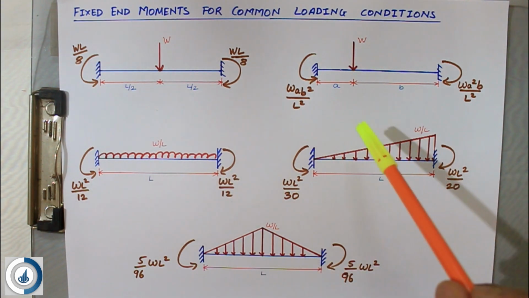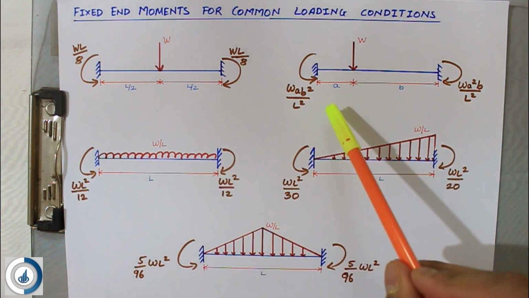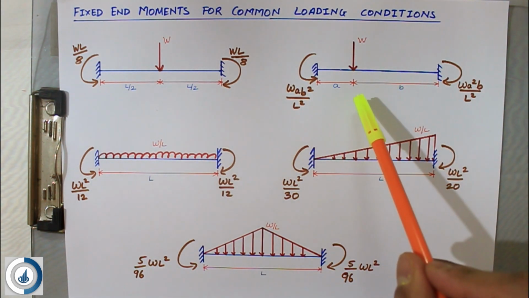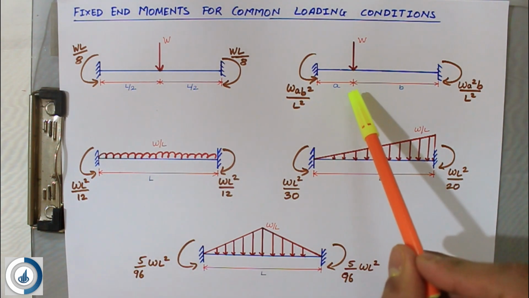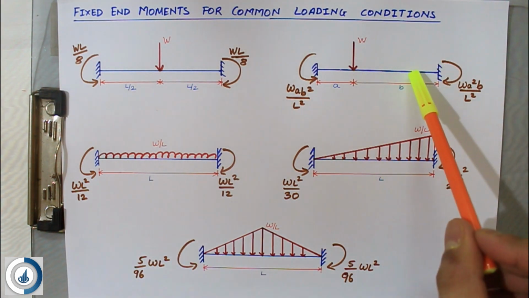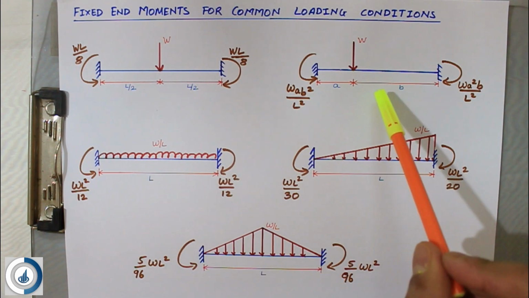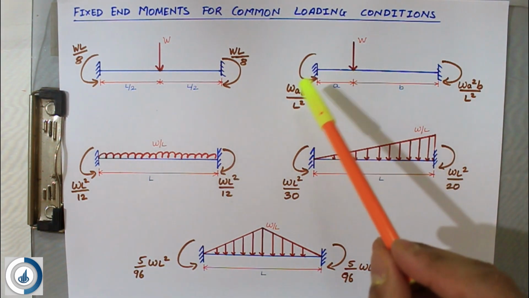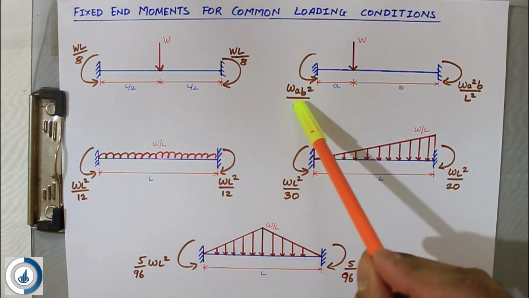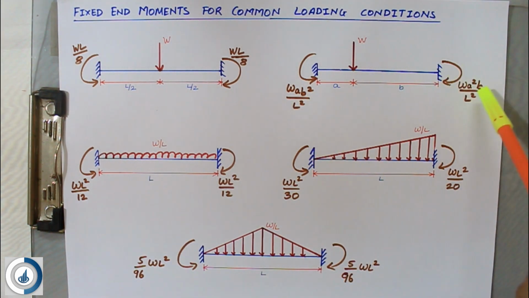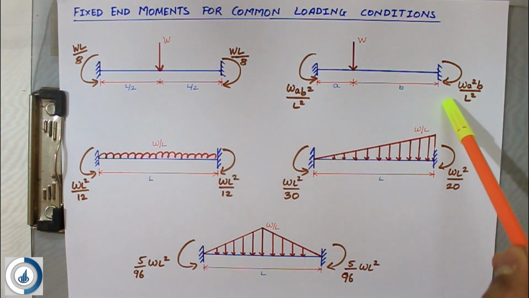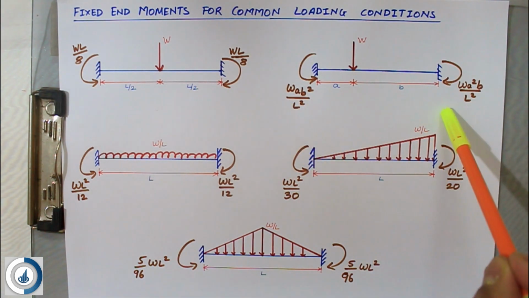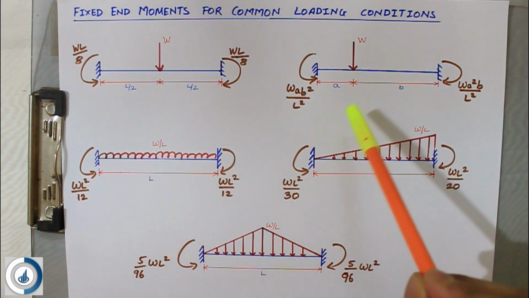Okay, so the next standard pattern is the point load but not at the center. So I have taken here nearby to the left hand side support this W. Okay, so it may be this side also, so a may be larger than b or b larger than a. So in that case, the left side moment will become Wab square by L square, and the right hand side fixed end moment will become Wa square b by L square.